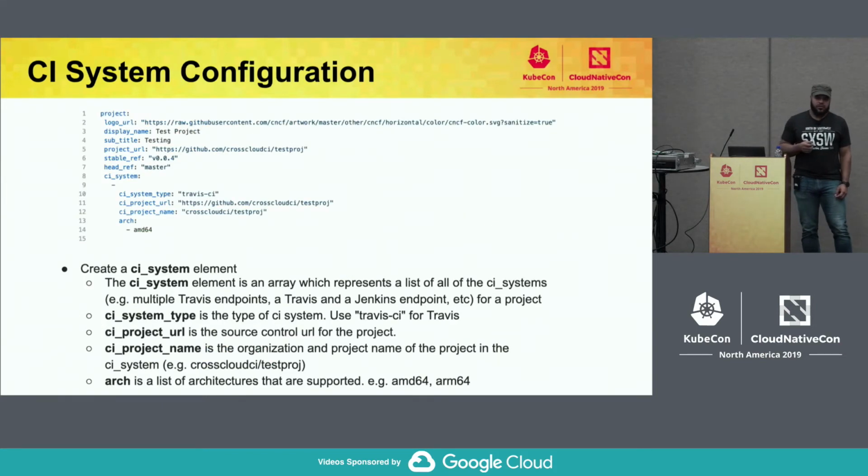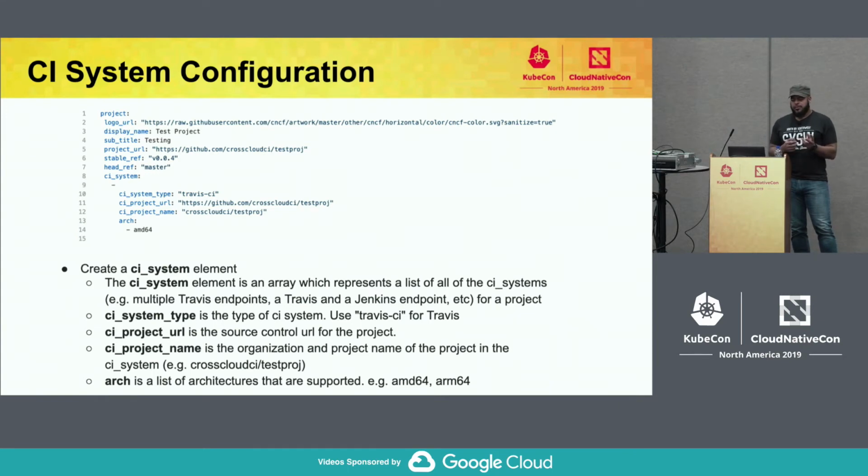One of the new things for version 3 is the CI system configuration. We have a new element where there's a list of your CI systems. Some projects have more than one CI system. The elements here are a CI system, which would be something like Travis, and that's one of the systems that we support now. We're working on GitHub Actions and then also Circle CI.